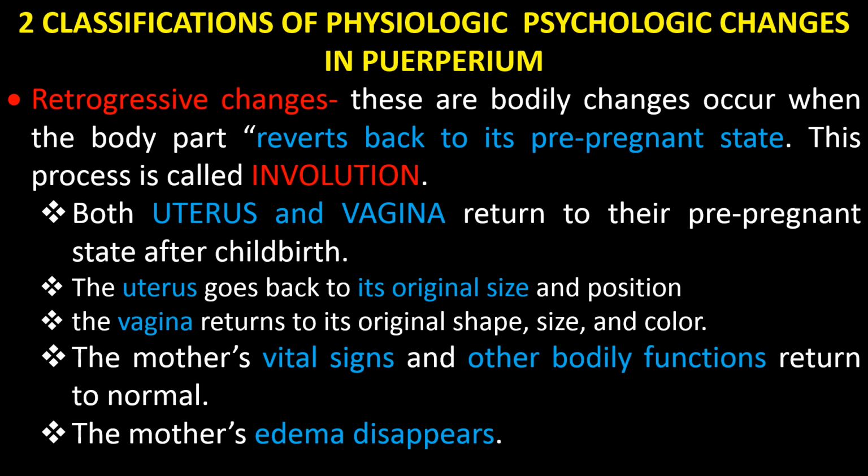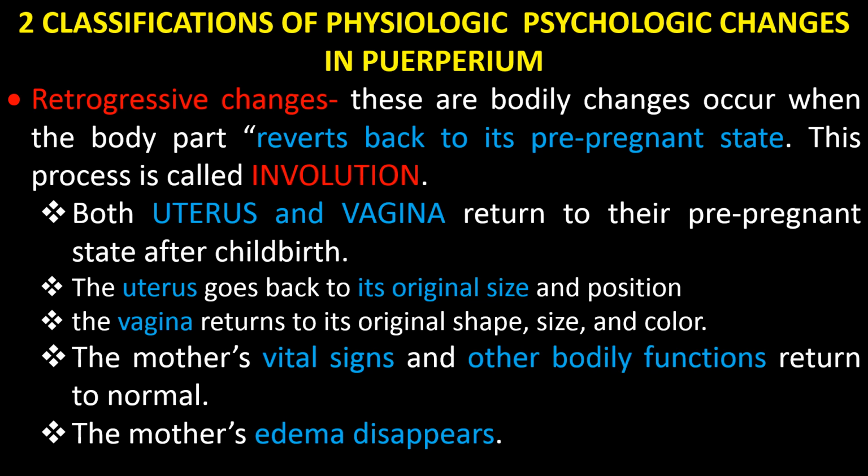Number one is what we call retrogressive changes, coming from the word retro or palikod. Okay? These are bodily changes that occur when the body part reverts back to its pre-pregnant state. And this is also what we call involution, or sa pagbalik sa dating itsura, pagbalik sa dating posisyon, pagbalik sa dating size. Involution po ang tawag natin sa term na yon.